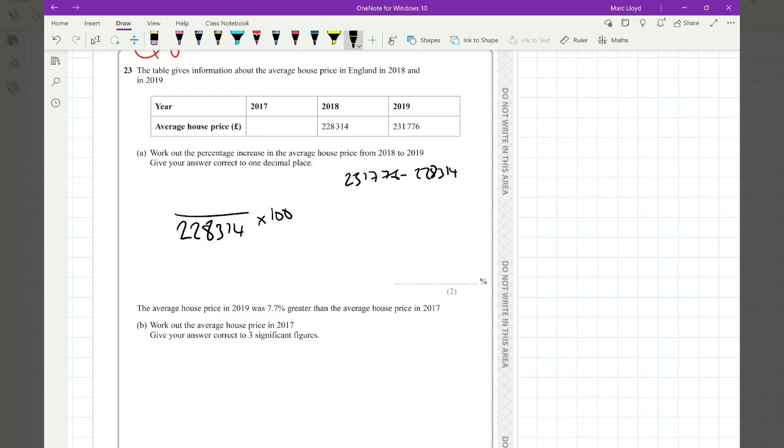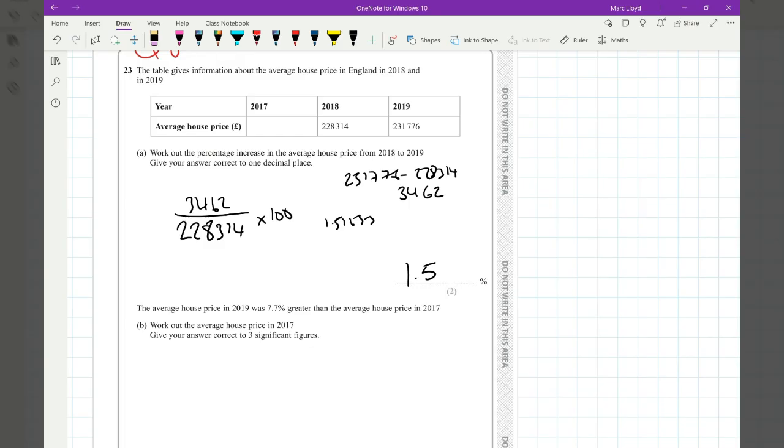Put it in the calc. Make sure there's nothing in there to begin with. 231776 take away 228314 is 3,462. We then divide it by that original amount, times it by 100, and that's an increase. One decimal place. It was 1.51633, so it's 1.52. So we're rounding that one up. One decimal place, so just 1.5. Don't need to do anything more with that.